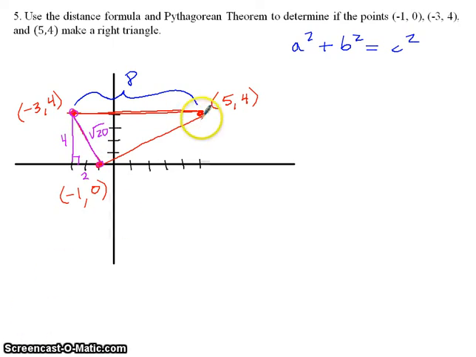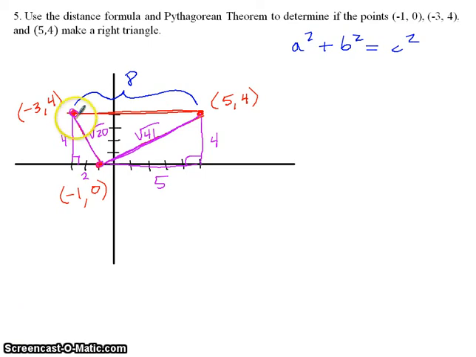And then I'm going to do the same thing for here. I'm going to make a right triangle and use the Pythagorean theorem to figure out the distance from these 2 points. So here we have a 5 for one leg. Here we have a 4 for another leg. And we have to think about what 5 squared plus 4 squared is equal to. And that is going to give us the square root of 41.